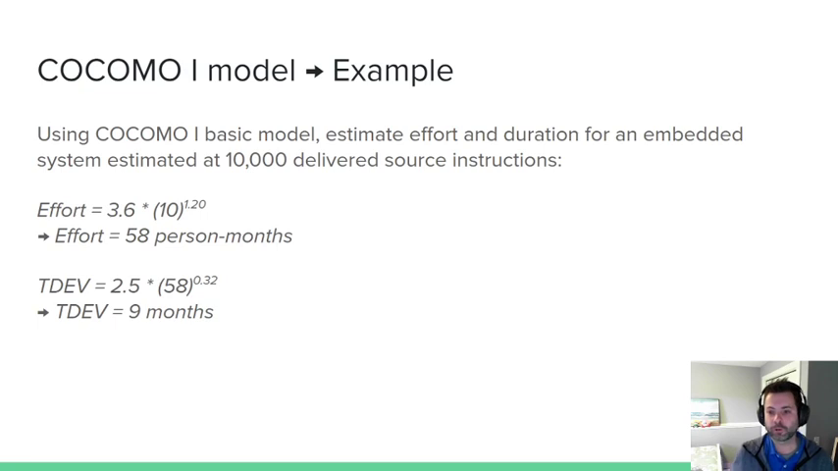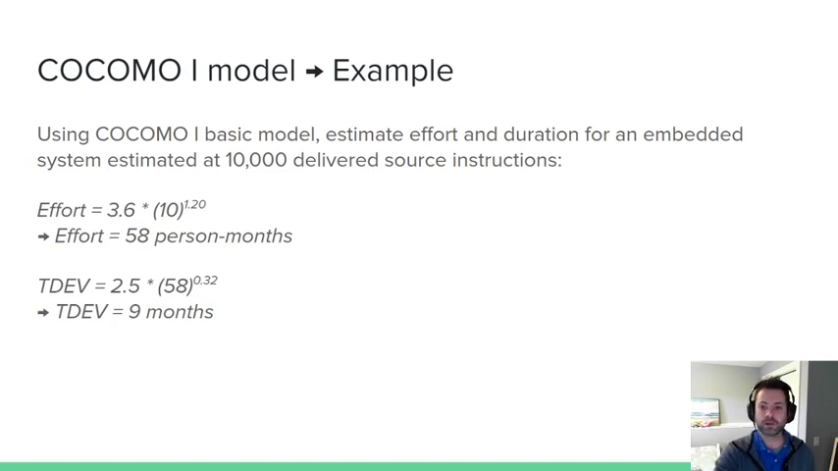So then let's do an example where we try to actually figure this out, rather than me saying this does this, does this, does this. If we have a basic model for COCOMO 1, we want to figure out the person month effort and the time duration for a system. So this is an embedded system, meaning that we have very rigorous constraints. For the system, we're assuming that we have about 10,000 lines of code.